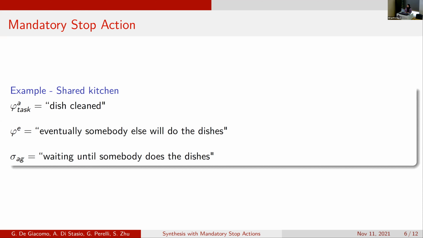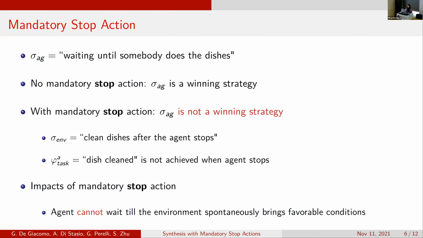So let's look at an example of a shared kitchen to see what a mandatory stop action means. Given the agent task of cleaning the dishes, the environment specification says that eventually someone else is going to do the dishes. Now let's look at the agent strategy of waiting until someone else does the dishes. Well, this is a very lazy strategy. If there is no mandatory stop action, this is actually a winning strategy, because the agent just keeps waiting until someone else does the dishes.